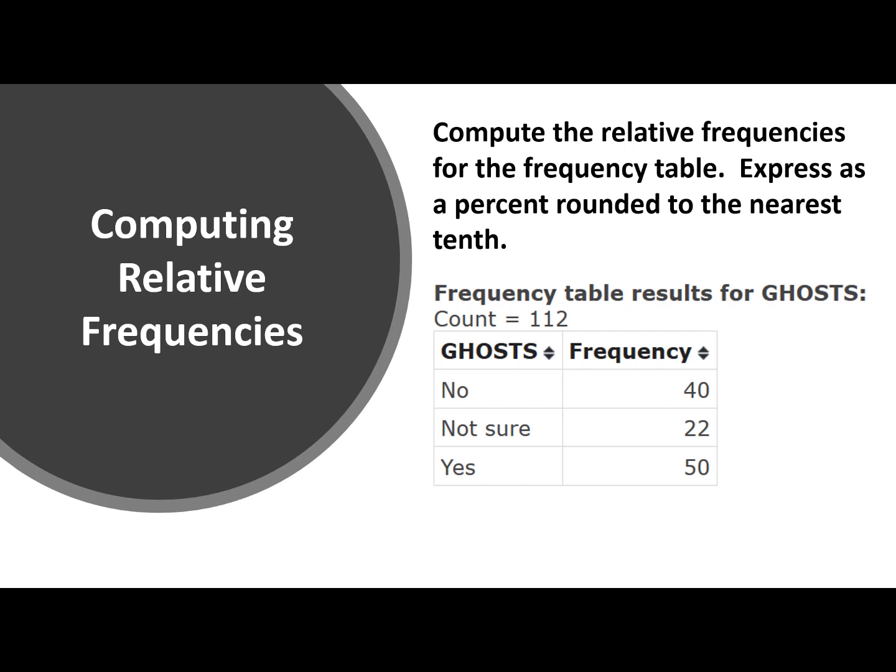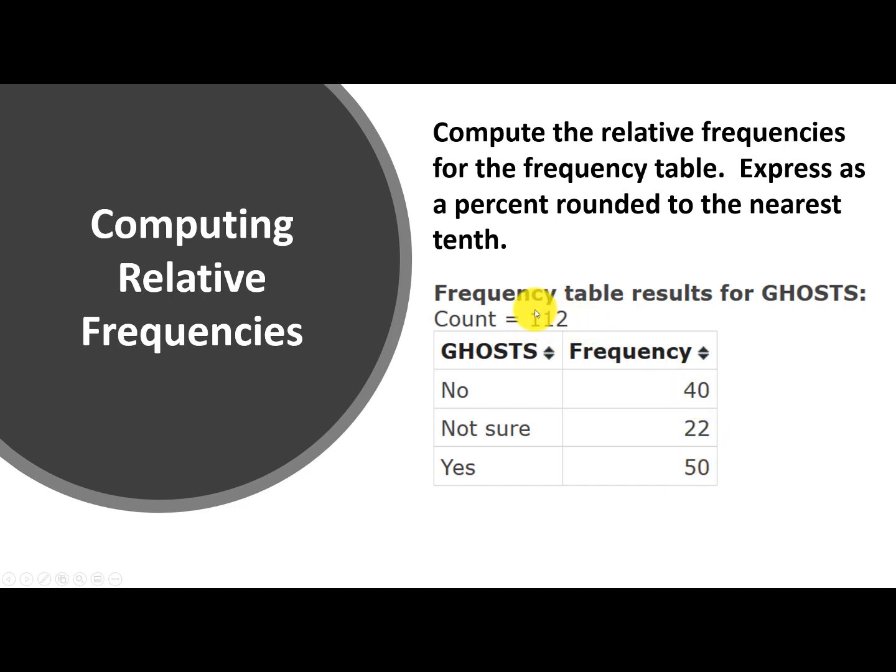Compute the relative frequencies for the frequency table, expressed as a percent rounded to the nearest tenth. So this is involving the variable ghost. Do you believe in ghosts? 40 students reported no, 22 reported not sure, and 50 stated yes. So if we add these three frequencies, we should get 112.